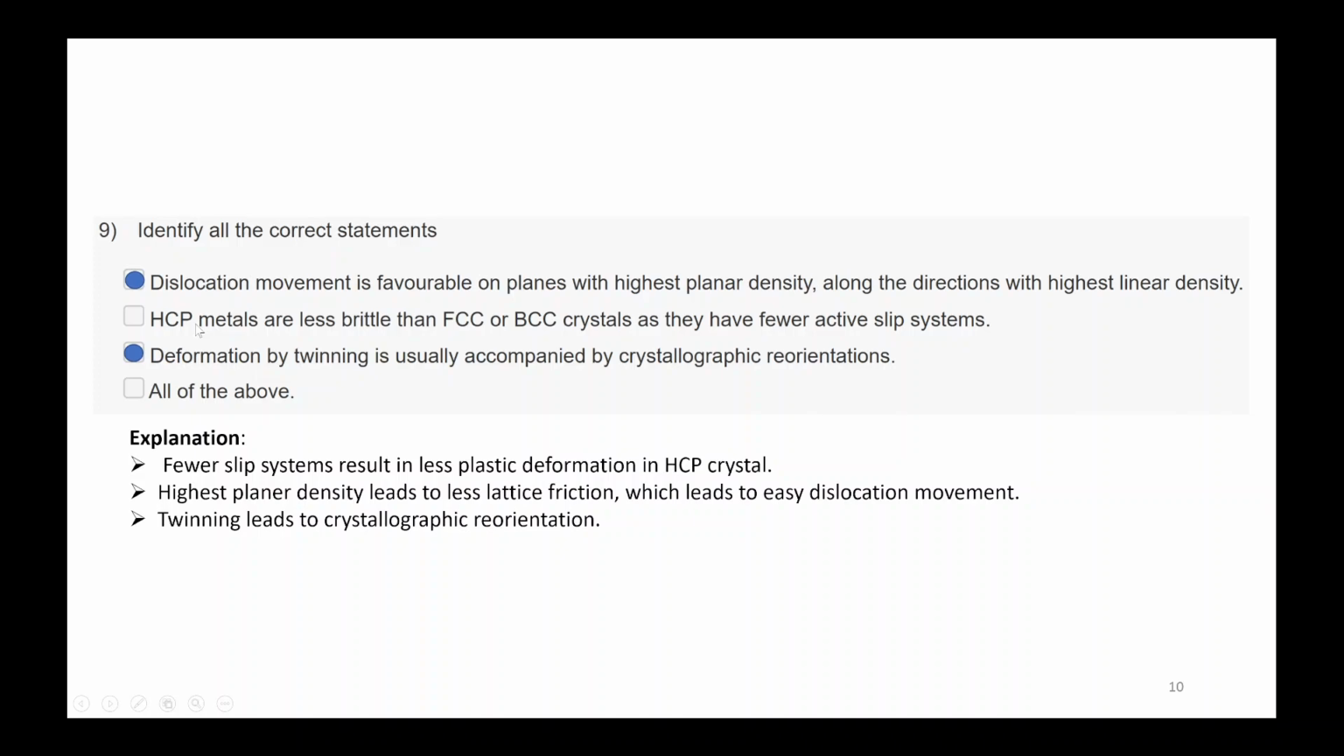The second statement is wrong because in case of HCP we have only 3 slip systems. We have one basal plane and 3 directions. So by multiplication you will find there are 3 slip systems. A system which has fewer slip systems will show brittleness. So fewer slip systems result in less plastic deformation in HCP crystals, and higher planar density leads to less lattice friction, which leads to easy dislocation movement. The third statement is twinning leads to crystallographic reorientation. So this is also correct.